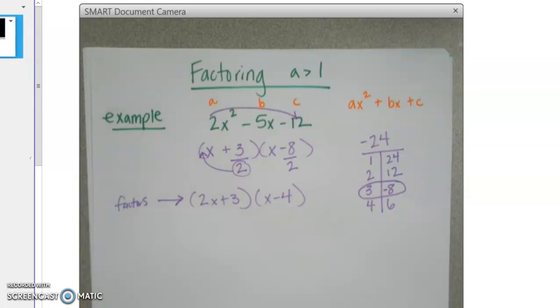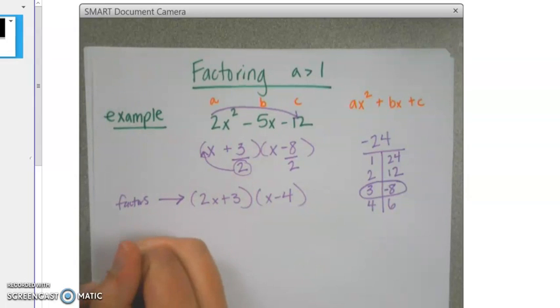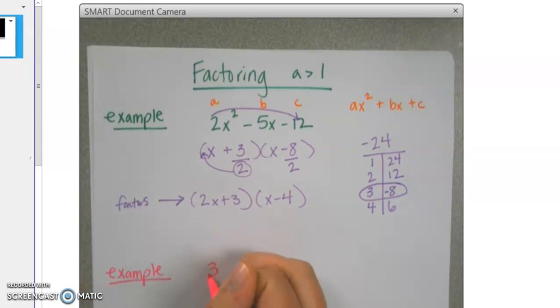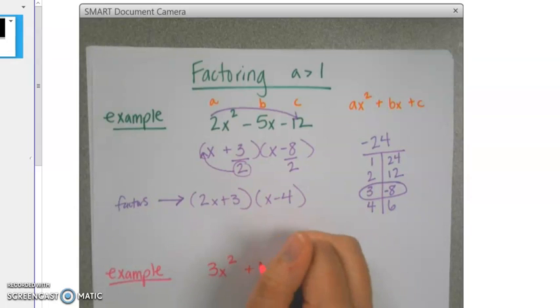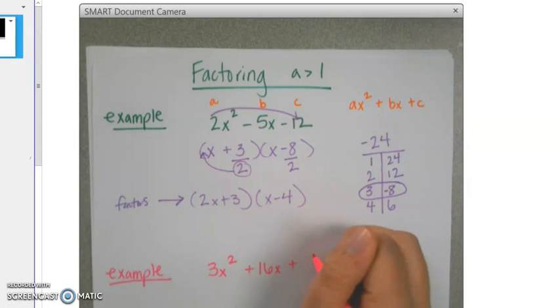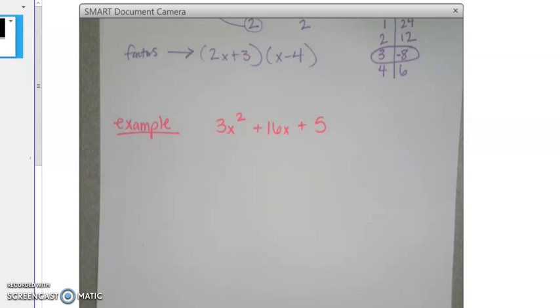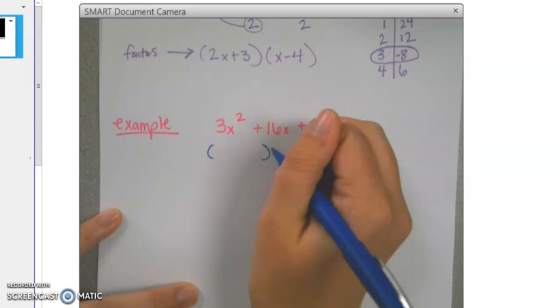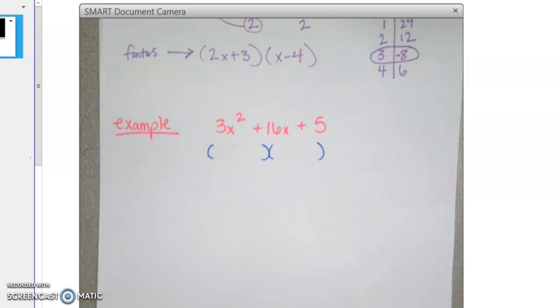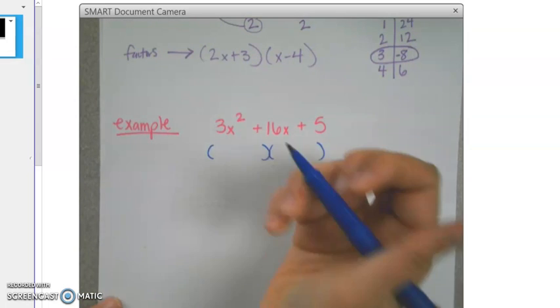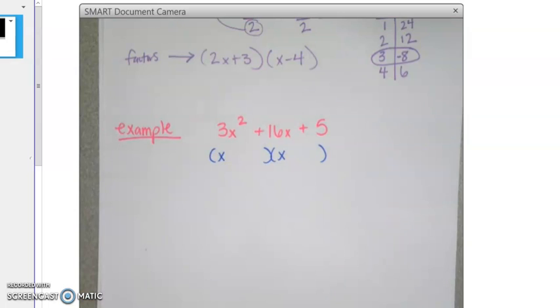Okay, we're going to do another example. All right, slide up a little bit. So this time we have 3x squared plus 16x plus 5. You can go ahead and make those parentheses for the factors. And just like before, we're still putting 2 x's in the front, x and x. We'll account for the 3 later.